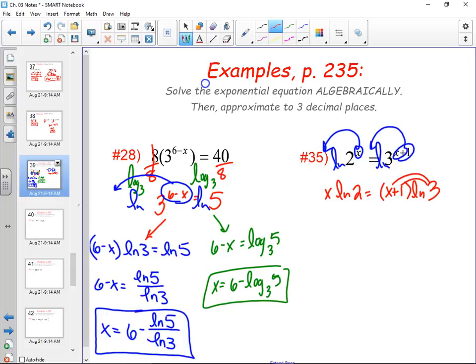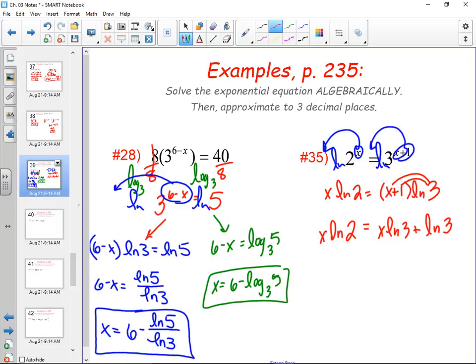You just don't like it. Too bad. You've got to get rid of those parentheses to get to the x, so you distribute. You say, all right, fine, I have x ln of 3 plus 1 ln of 3 equals x ln of 2. Now can I move the x stuff to one side? Yes. Doesn't mean you like it, but you can.